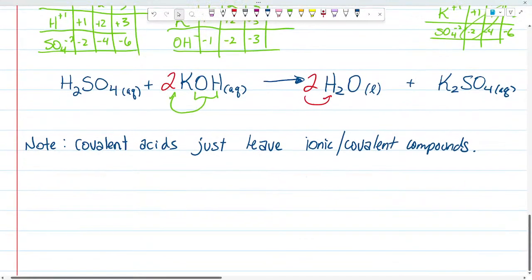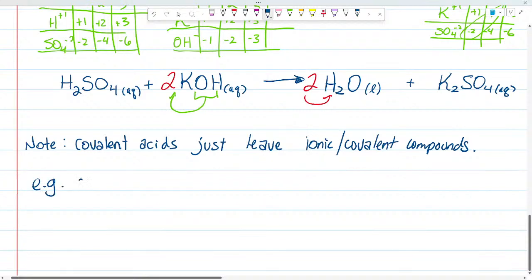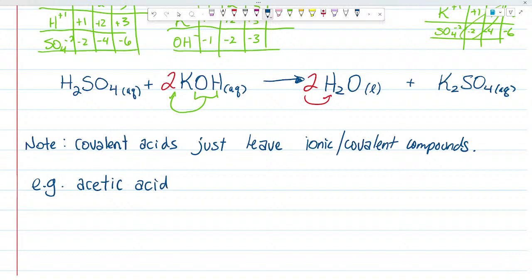So for example, we'll look at acetic acid, which is better known as what? I don't know if it's better known as that, no, though that is its formula. It's better known as vinegar, yeah. And we'll do sodium hydroxide.